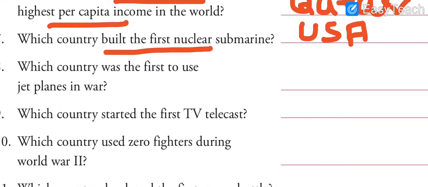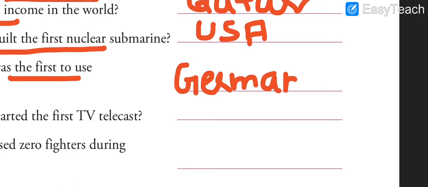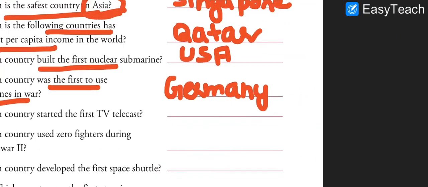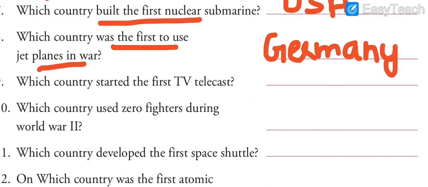Next is, which country was the first to use jet planes in war? This country has used jet planes in war for the first time. So this country is Germany. Germany was the first country to use jet planes in a war.